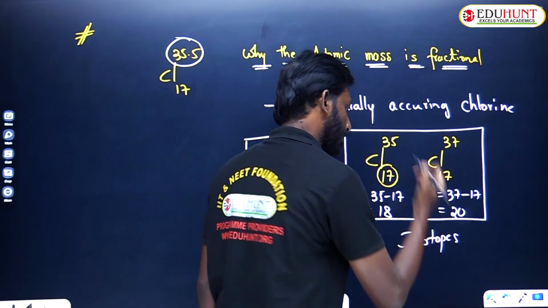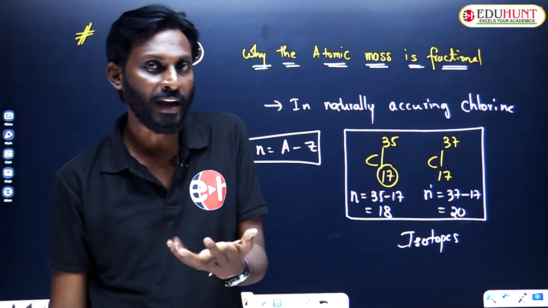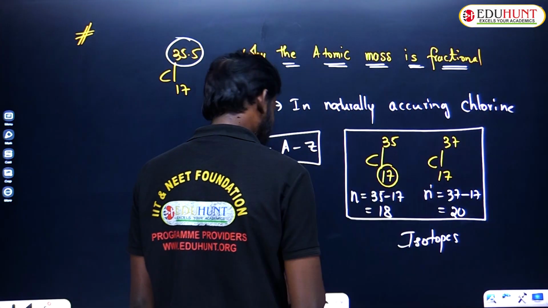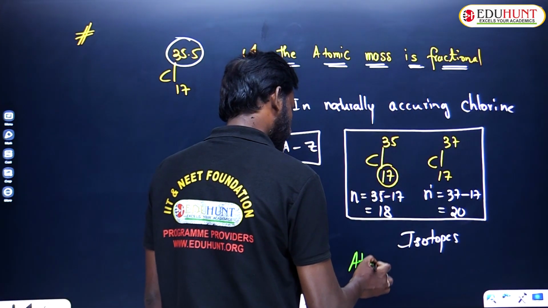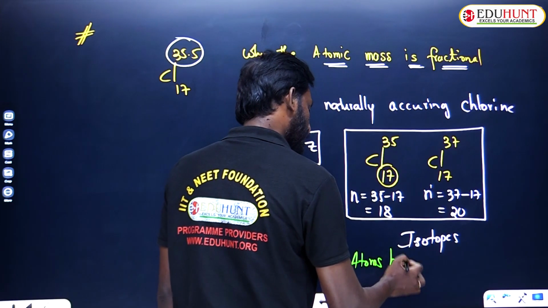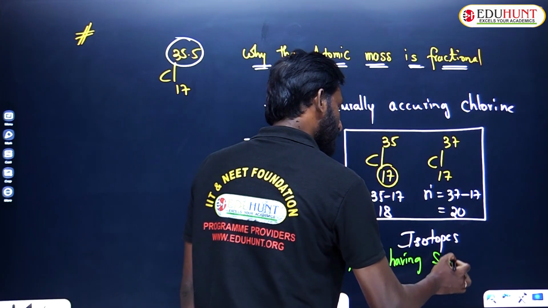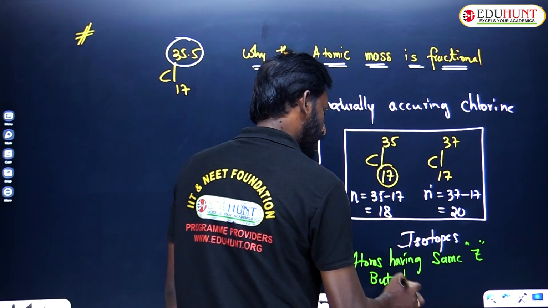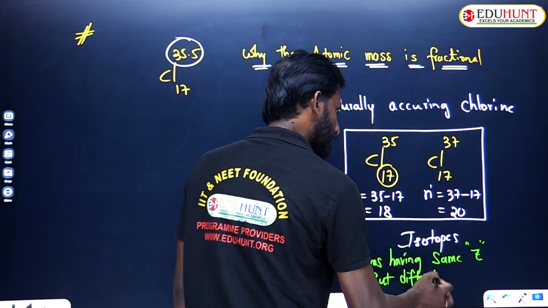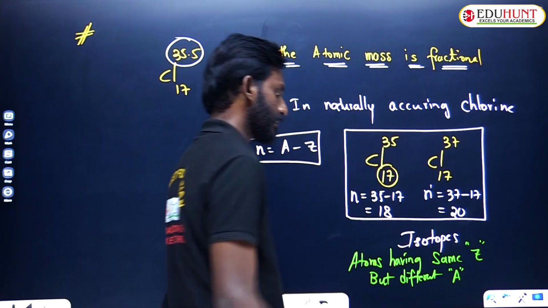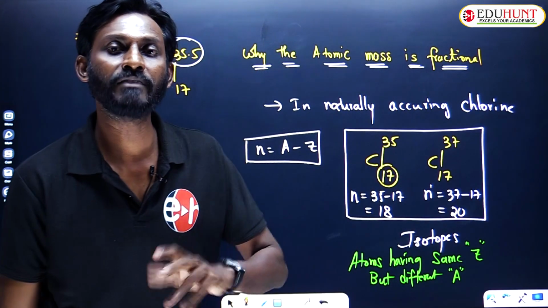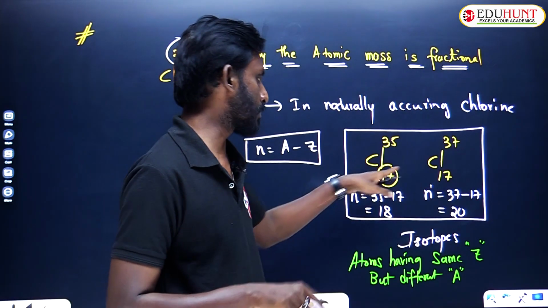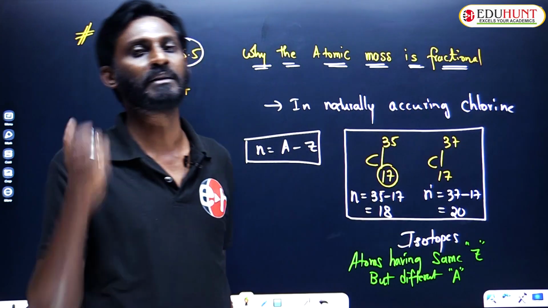Isotopes. Now, if you want to define what is an isotope, isotopes are atoms having the same atomic number but different mass number. Okay, atoms having the same atomic number, different mass number are called isotopes. So simply, isotopes are the atoms of the same element but different mass.